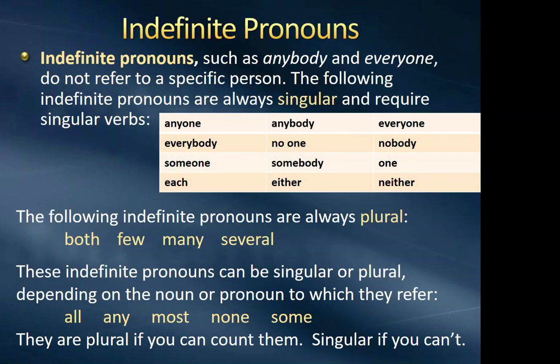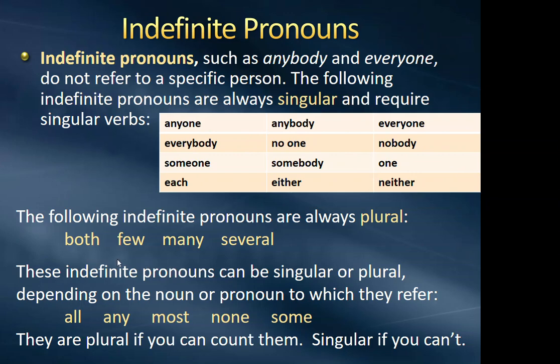So, all right, we're going to talk now about some indefinite pronouns. Indefinite pronouns, such as anybody, everyone, they don't refer to a specific person, and here's a whole group of them that are always singular, and they need singular verbs. Each, either, neither, everyone, no one, anyone. All of these are singular and always require singular verbs.